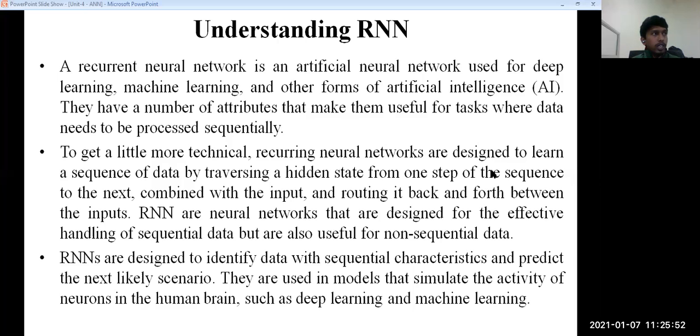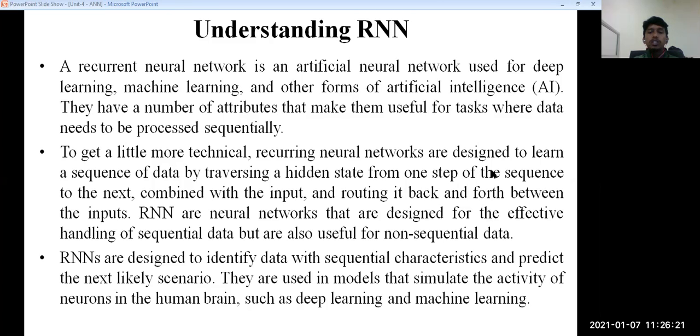To get a little more technical, recurrent neural networks are designed to learn a sequence of data by passing a hidden state from one step of the sequence to the next, combined with the input, and routing it back between the inputs. As already discussed, you may have multiple inputs or a single input, and according to the input provided, it will go back to the previous steps, and if required, take information from them and move ahead with that information.